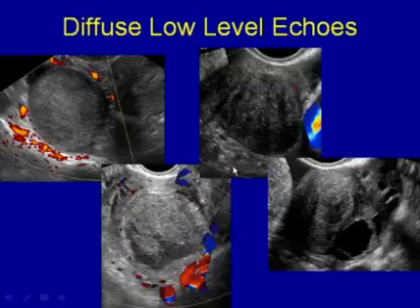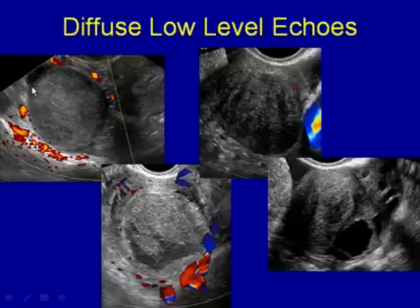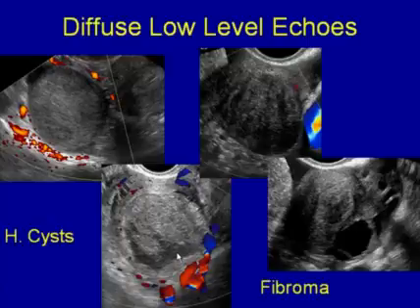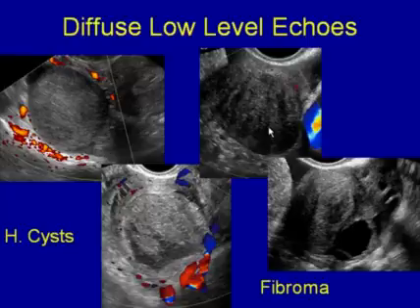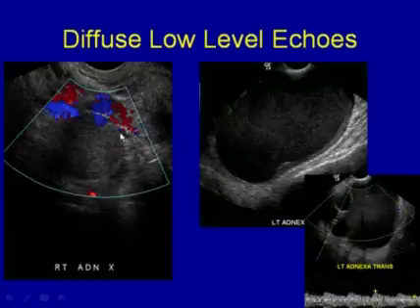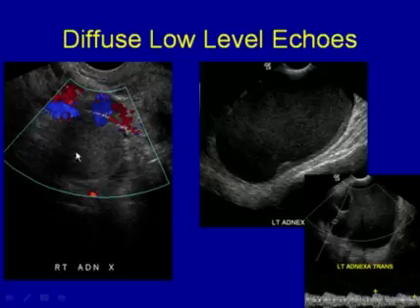So here's a patient with diffuse low-level echoes. You can see here is one patient. This is a different patient. Here is a third patient. And these two on the left of your screen represented hemorrhagic cysts. They resolved and went away. On the right, this is slightly more attenuating, although it's avascular, and this did not go away. This came out, and this was a fibroma. Again, diffuse low-level echoes can all be hemorrhage, but they may not always be from a hemorrhagic cyst.